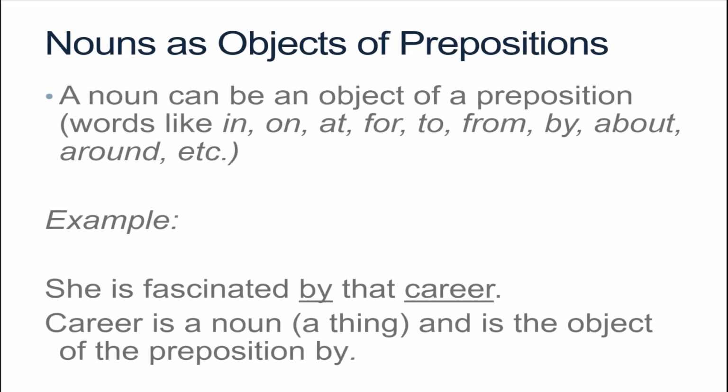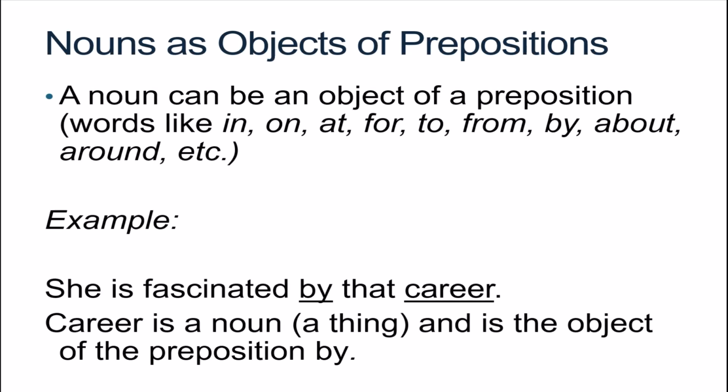Nouns can also be in the position as objects of prepositions. Prepositions are words such as in, on, at, for, to, from, by, about, around, etc. For example, she is fascinated by that career. Career is a noun and is the object of the preposition by.